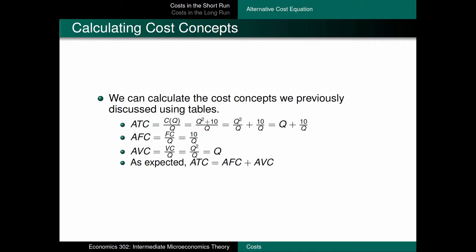Average fixed cost is defined as fixed cost divided by quantity. Since the fixed cost is 10, then average fixed cost is simply 10 over Q. Average variable cost is defined as variable cost divided by quantity. Since the variable cost is Q squared, then average variable cost is Q squared divided by Q, which simplifies to just Q. Notice that our average fixed cost plus our average variable cost is 10 over Q plus Q, which is precisely what we calculated as our average total cost.